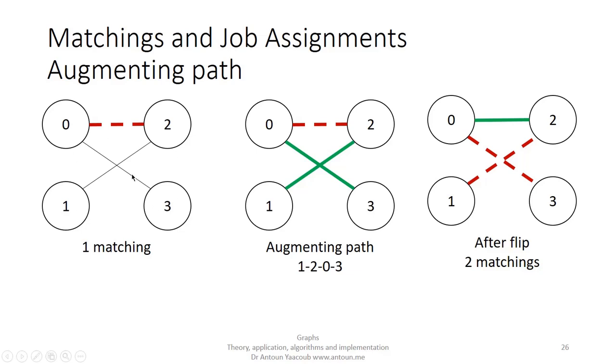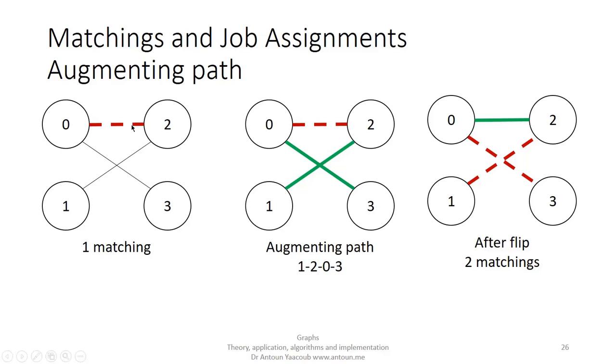So since it's an undirected graph, it will be the same. An example of an augmenting path here is 1, 2, 0, 3. If I find an augmenting path, I will flip the matching. So now I will match 1 and 2, remove the matching from 0 and 2, and then match 0 and 3. I will continue like this until there is no more matching.